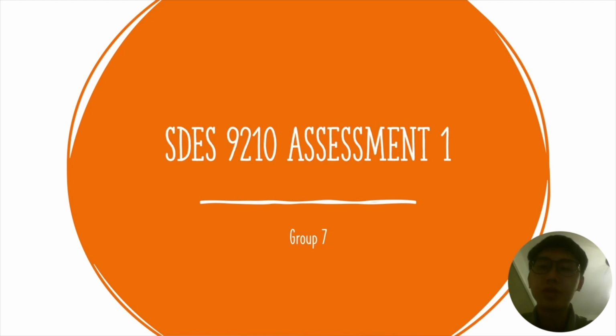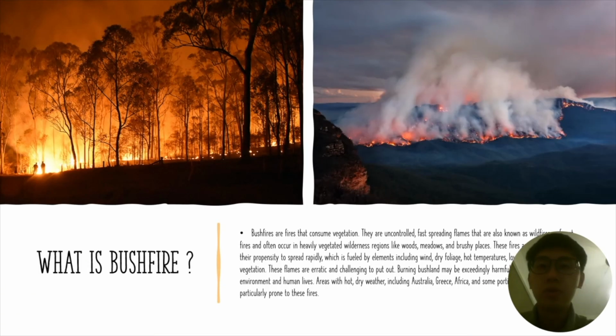The emergency scenario we choose is bushfire. So what is bushfire? Bushfires are fires that consume vegetation. They are uncontrolled, fast-spreading flames that are also known as wildfires or forest fires and often occur in heavily vegetated wilderness regions like woods, meadows, and brushy places.